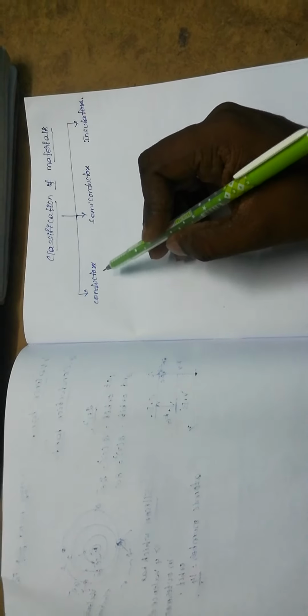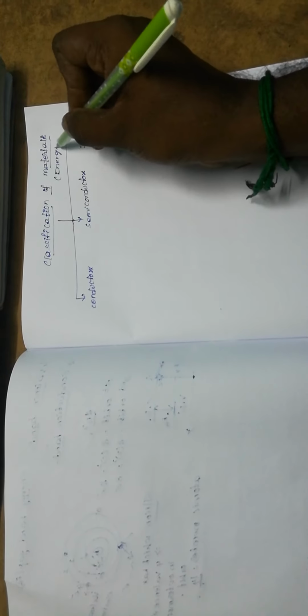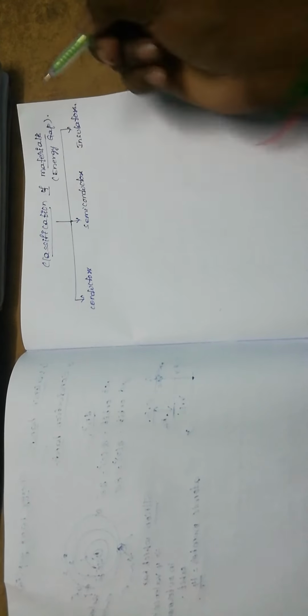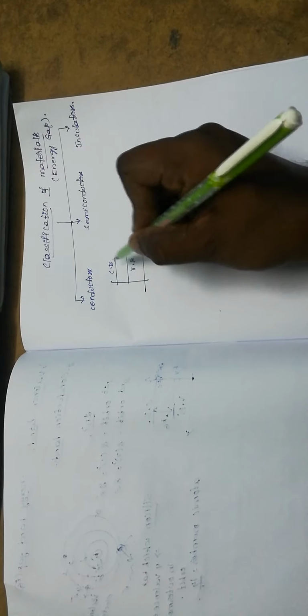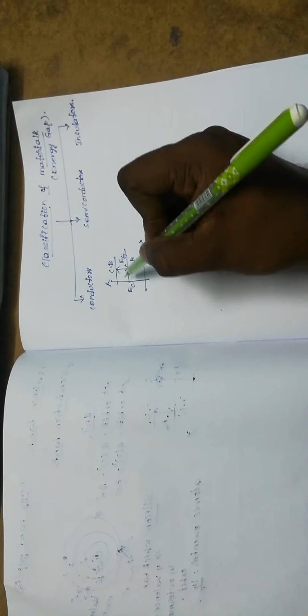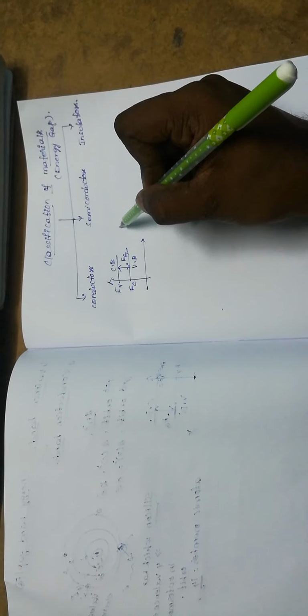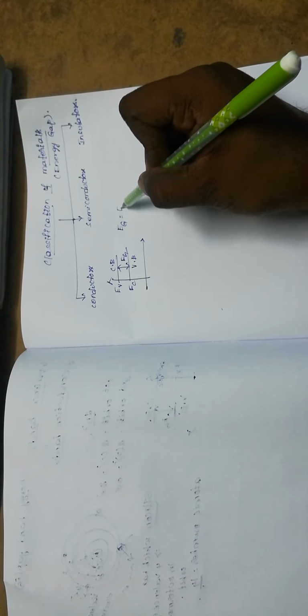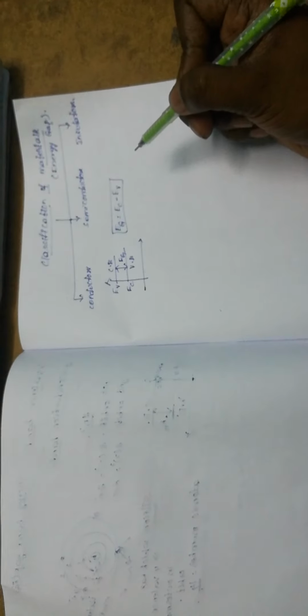So the materials are classified depending upon the energy gap. What is meant by energy gap? The difference between the top of the valence band and the bottom of the conduction band is called the energy gap, where the top of the valence band has energy Ev, and the bottom of the conduction band is Ec. So Eg is equal to Ec minus Ev. This is called the energy gap.